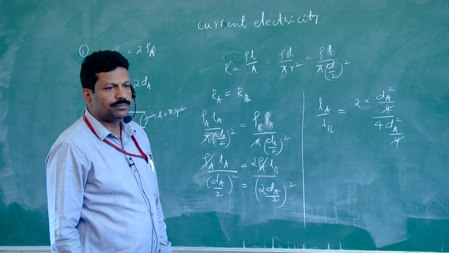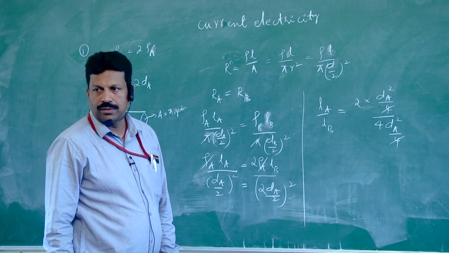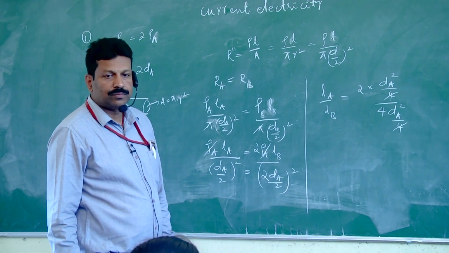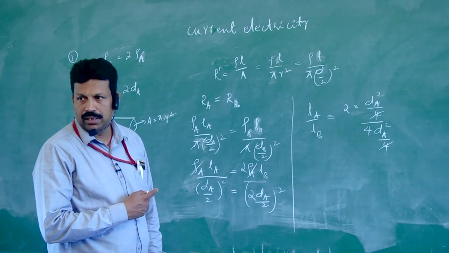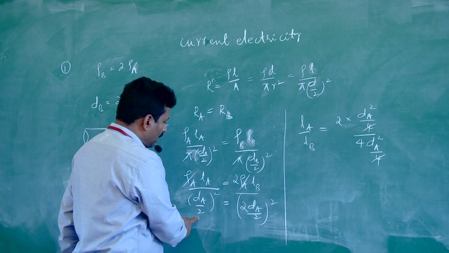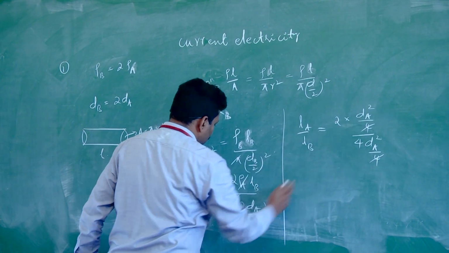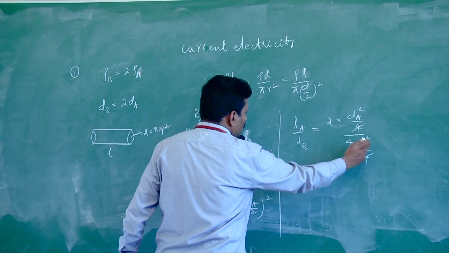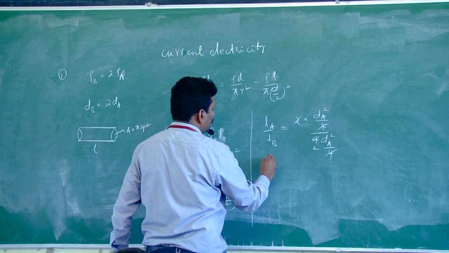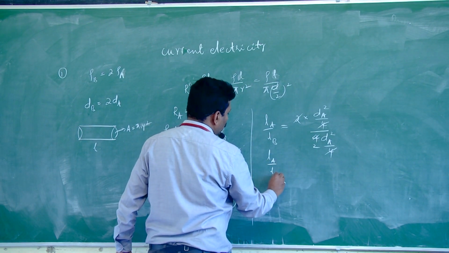Any doubt? Now, this 4 comes because this is the denominator, and when squared it gives 4; here too the denominator squared gives 4. So we get this. Now this is 2. So LA by LB is equal to 1:2.